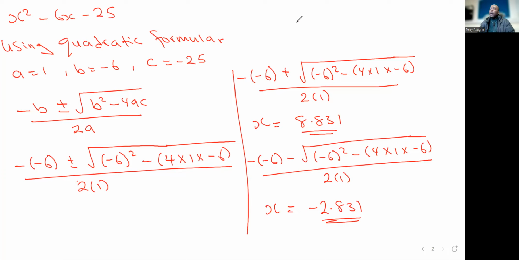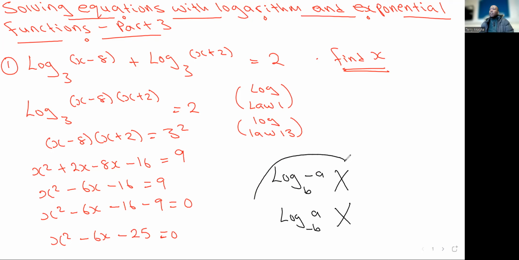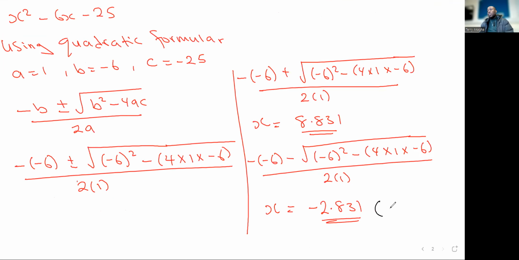But remember I told you that you can't have a negative value here, because if you put a negative value here, at the end of the day you're going to have a log of a negative number. Remember I said you cannot have log of minus a to base b, or you can never have log a to base minus b. It's not possible. We talked about this in the video, all right? So if you put minus here, this is going to become minus, and that is not possible. So because of that, we're going to reject this answer because it's not possible, and we're only going to accept this.